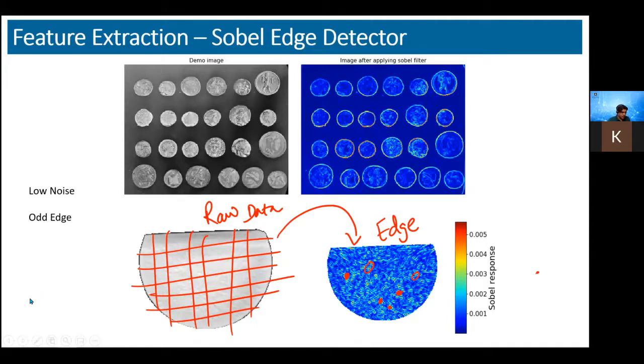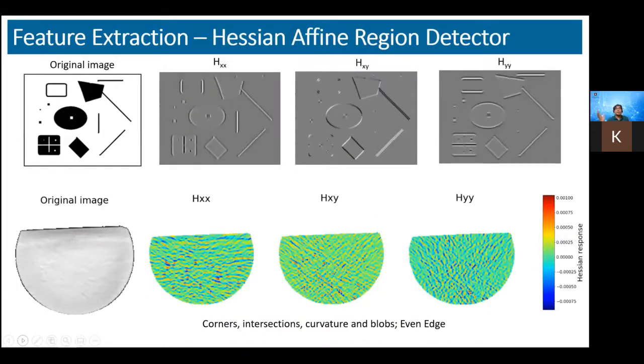Okay, so I'll go ahead. The Sobel edge detector is one feature extraction technique. The other one is the Hessian region detector. It's not an edge detector, it's a region detector. And the Hessian region detector is a double derivative, a second order derivative.